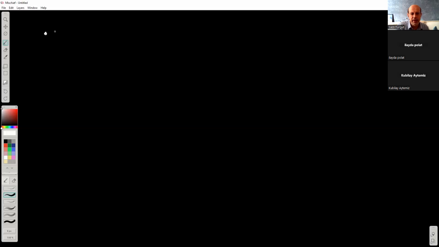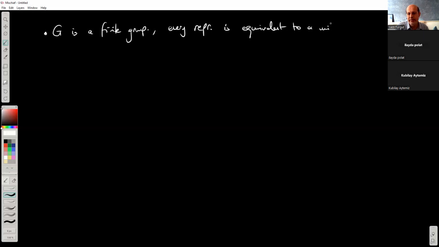First of all, there are these two properties in here. So if G is a finite group, every representation is equivalent to a unitary representation. All right? I mean, if the group is a finite group, then whatever the representation is, in a matrix representation, I can make a similarity transformation where every representation is a unitary representation. So that's the first statement.